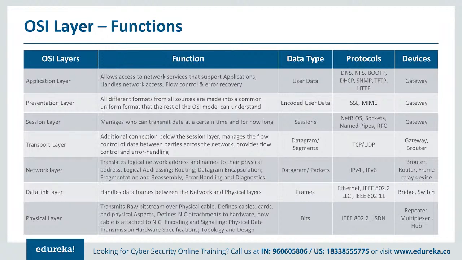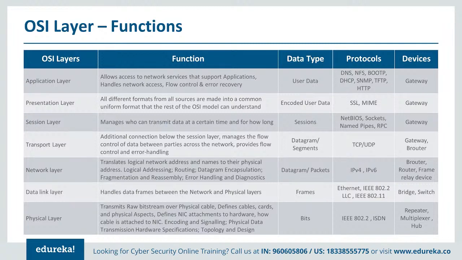The presentation layer works with SSL (Secure Sockets Layer) and MIME, and the session layer uses NetBIOS, sockets, named pipes, and RPCs. These are the relay protocols, and NetBIOS is similar to DNS, wherein it identifies a resource by name to an IP address, or an IP address to names. All these three layers, application, presentation, and session, have the gateway device alone.